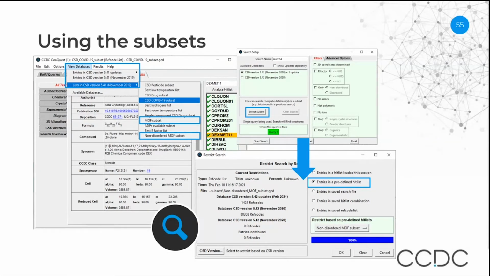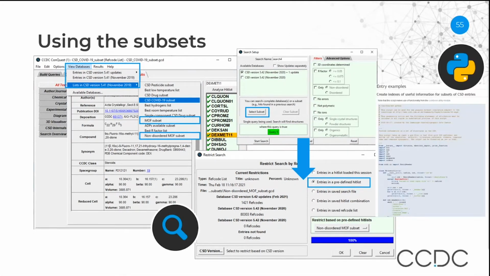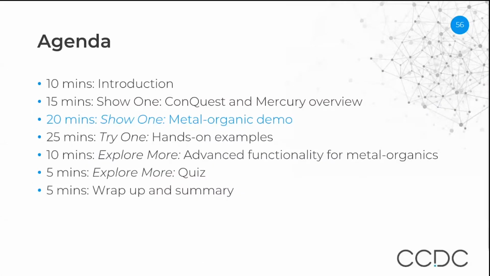So our MOF subset script is a starting point. It's purposefully broad so you can filter down, since we saw earlier that there may be some disagreement as to what a MOF definition is. So I'm now going to pass over to Yinka, who's going to show us in more detail through a demo.